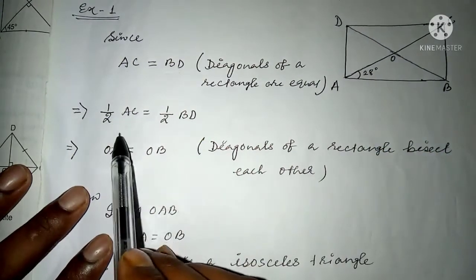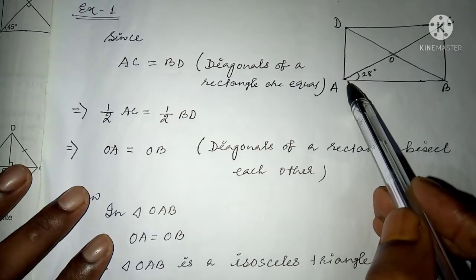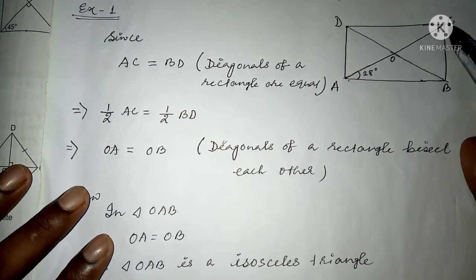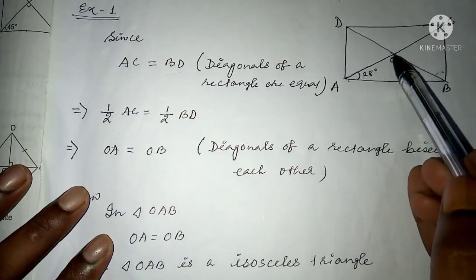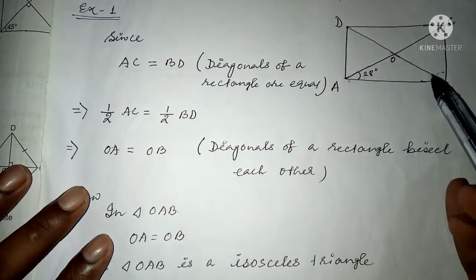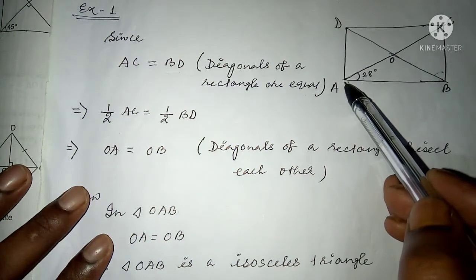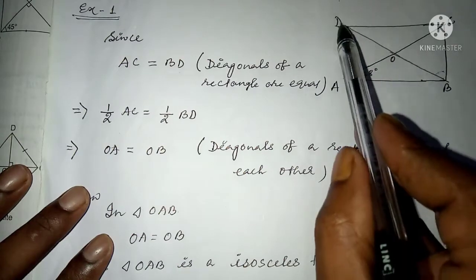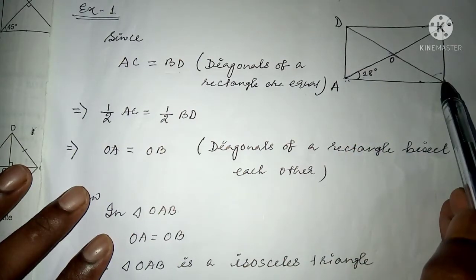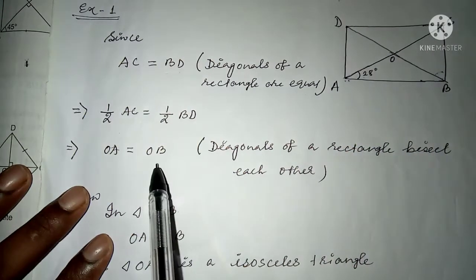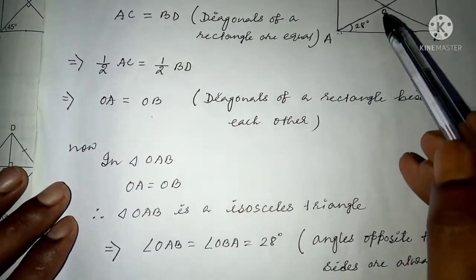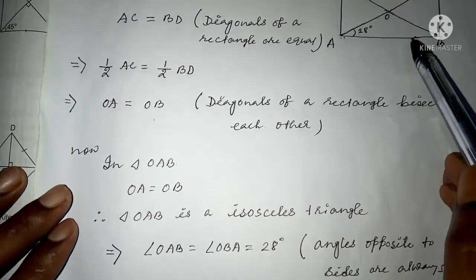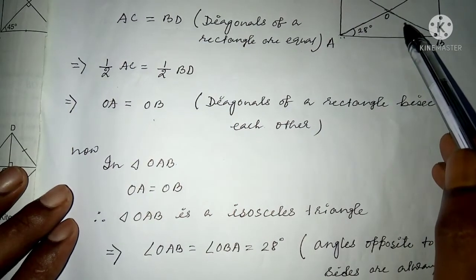So half of AC I have written here as OA. You can ask me why I am not writing OC, because we are asked to find this one and one angle is given here, so definitely we need to take the help of this triangle, so I have considered this OA. In the same way for BD, OB will be half of BD, so you write here OB. Now we'll consider this triangle OAB. I have just said why we need to consider this triangle.